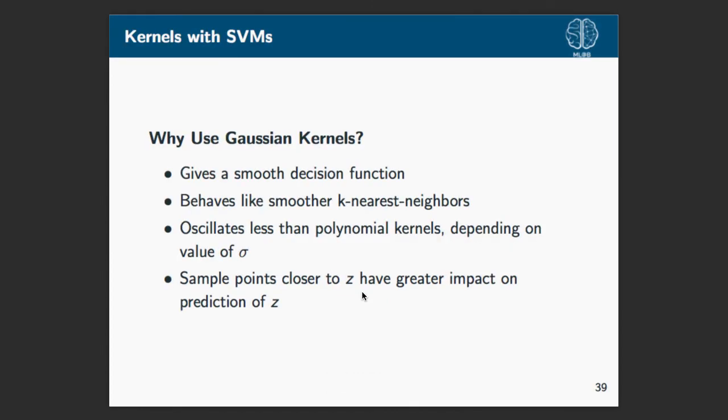Okay, cool. So why do we use Gaussian kernels? RBF kernels or Gaussian kernels are really popular, so why do we use them? One, they can give us a smooth decision function. Because it's continuous, it gives us a really smooth function. And it behaves like a really smooth k nearest neighbors because you're computing the similarities between your training points. In nearest neighbors, you're looking at which neighbors are most similar to me, nearest to me. This is doing the same thing. And these Gaussian kernels oscillate less than polynomials do. This depends on your value of sigma or your gamma hyperparameter, but typically, if you choose it to be broad enough, it has less oscillation than polynomial kernels. One reason it might be more effective is that points closer to Z, or closer to the mean, have a greater impact on the final prediction.